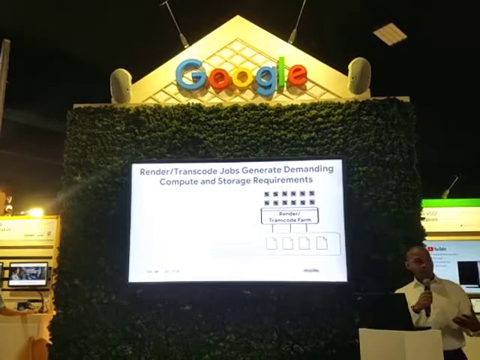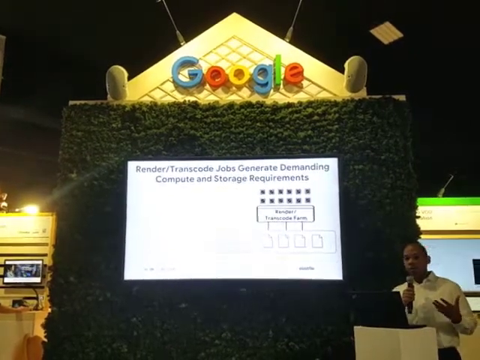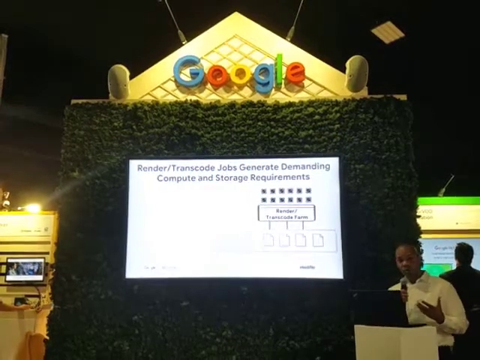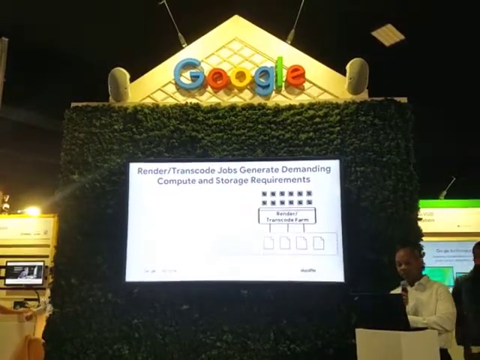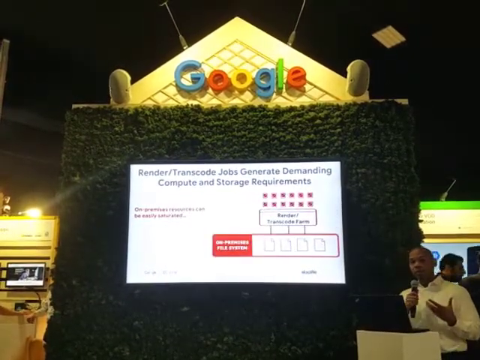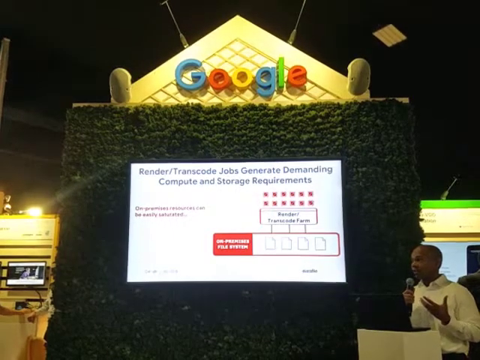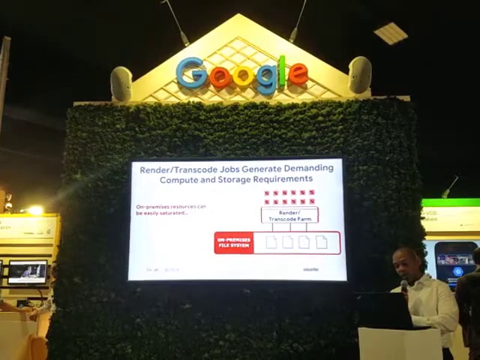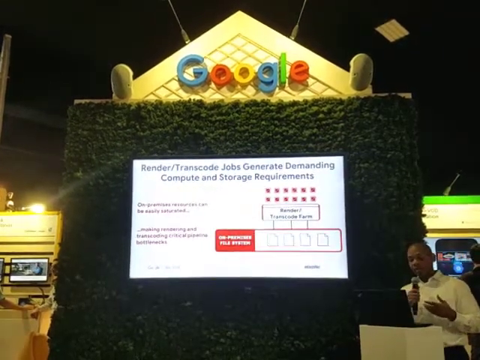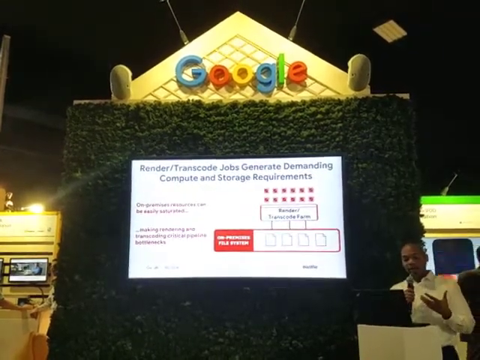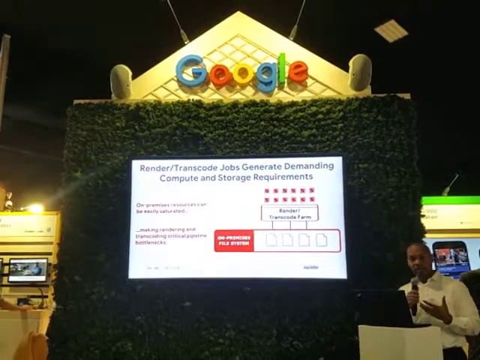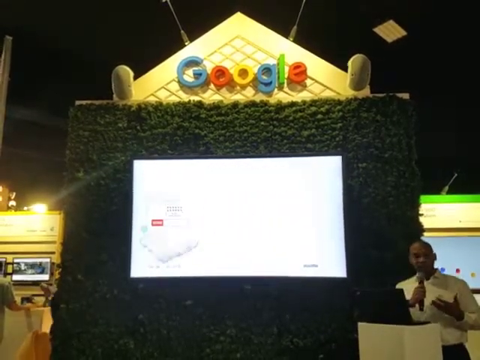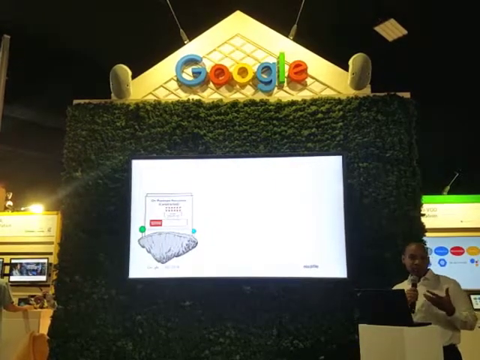Now, as many of you may have experience with, rendering and transcoding jobs can generate some very demanding compute and storage requirements, particularly on the compute side. And these requirements can tend to saturate the resources that you have available on premises. And when those resources become saturated, it can become a critical bottleneck to the completion of your media pipelines. Now, for all intents and purposes, you can consider your on-premises resources to be constrained.